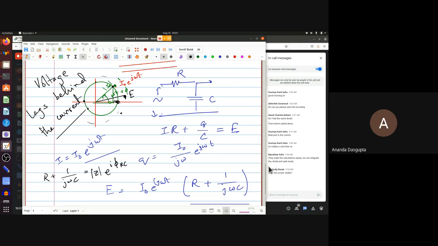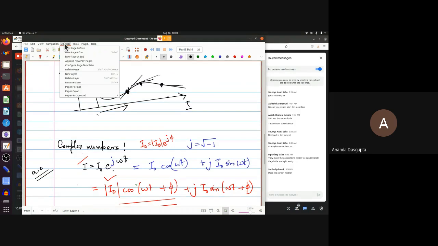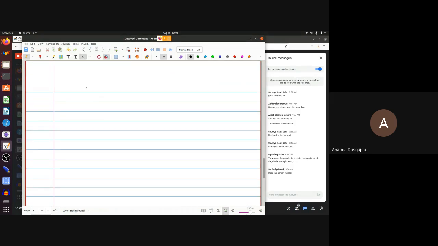So when you actually draw it, unfortunately, my drawing is hampered even more by my inability to see what's going on. Still, if this is your I, the current, but of course, what you might want to talk about is the voltage across the resistance, which will have exactly the same phase. So it will be something like V R.